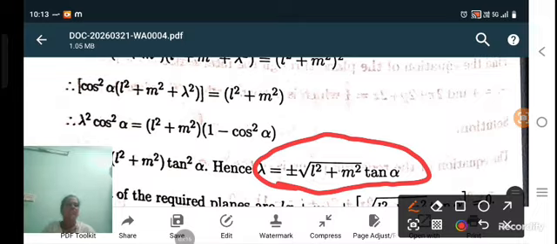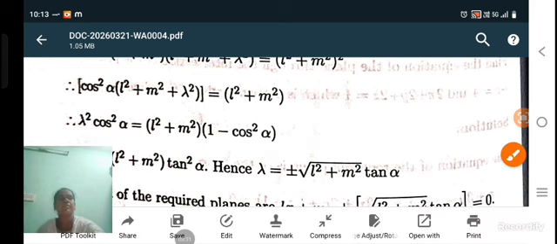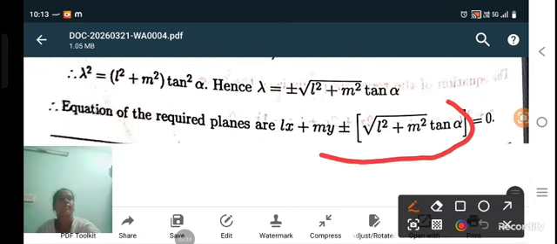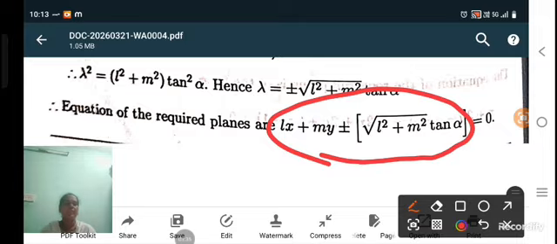From the above, we conclude that the equation of the plane obtained by rotating the given plane about its line of intersection with z equal to 0 is Lx plus my plus or minus square root of L square plus m square tan alpha z, which is equal to 0. Note, this result demonstrates the effective use of families of planes, vector methods, and angle relations in three-dimensional geometry.